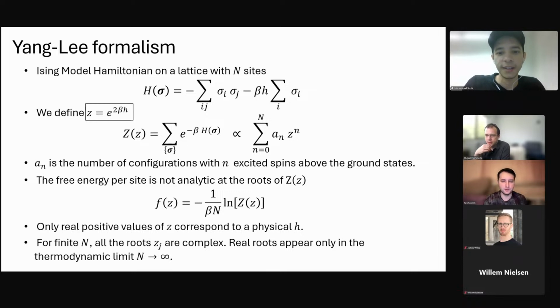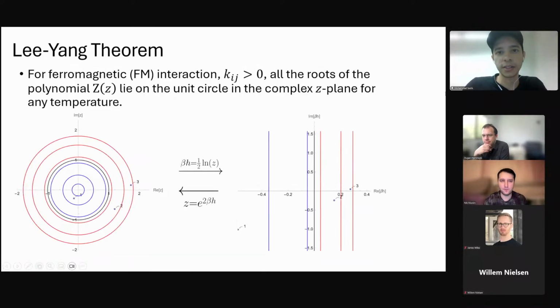Yeah, sure. We're going to give an example of this, but first we're going to talk about what they can say using this. They say that if we take a ferromagnetic interaction, where you take different interactions between the spins, not even the same one between all of them, this could even be increasing with i and j, but as long as it's positive, which means it's ferromagnetic and the spins want to align together, all the roots of the polynomial Z(z) should lie on the unit circle in the complex z plane for any temperature.